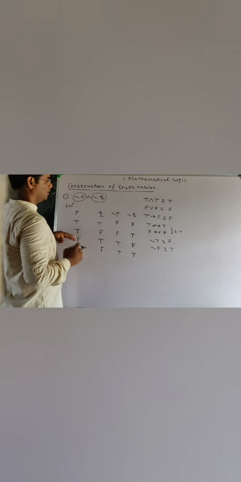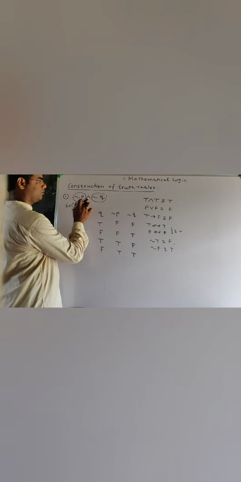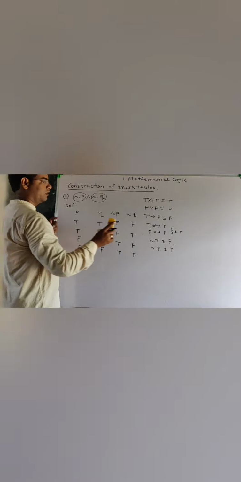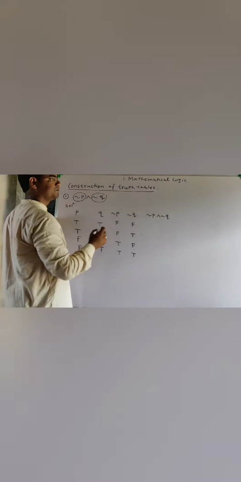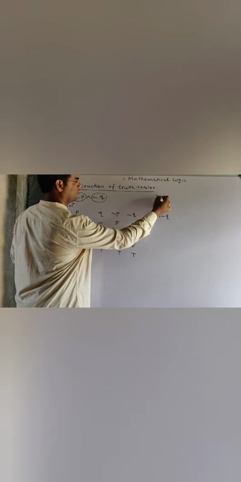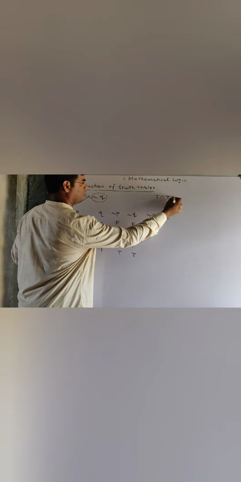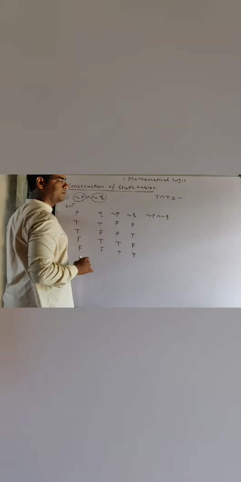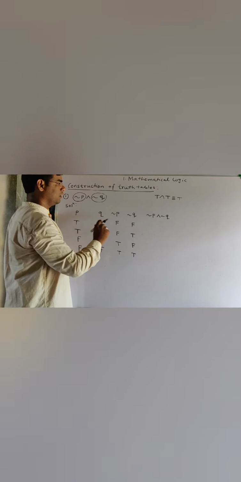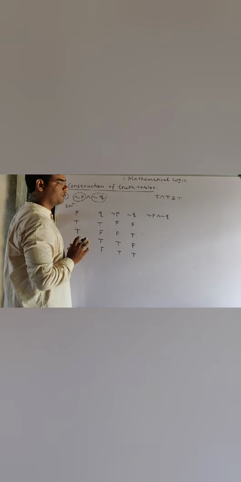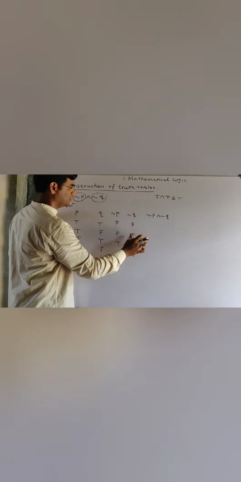Now we have to connect negation P and negation Q with the connective and. So let us connect these statements with the connective and. What is the rule for and? The rule for conjunction is true and true is true. If both the values are true, then the resultant statement is also true. Otherwise, in all possibilities, the statement is false.